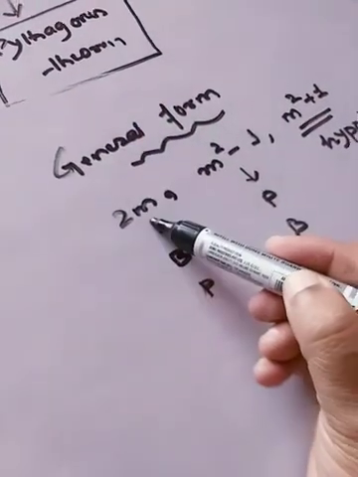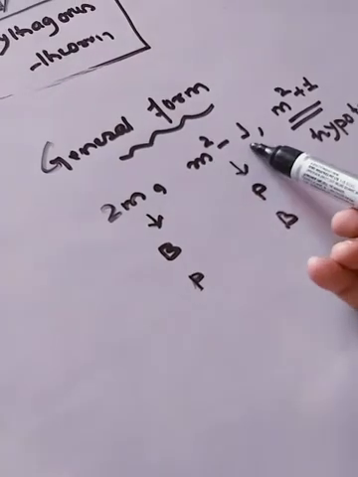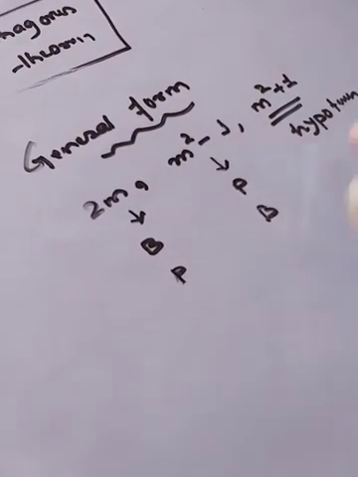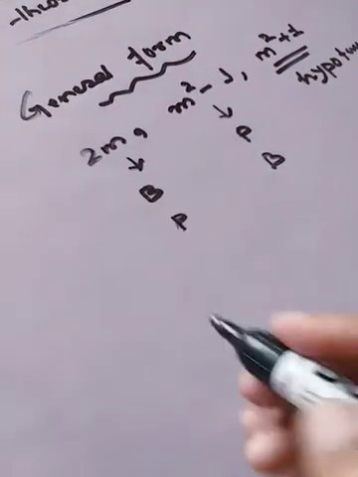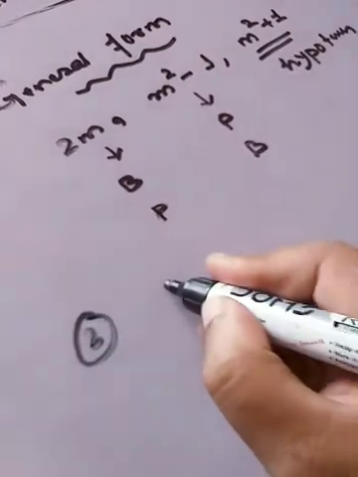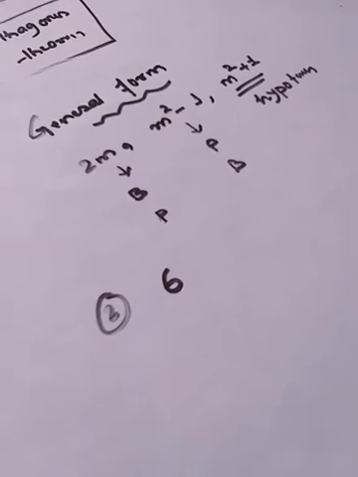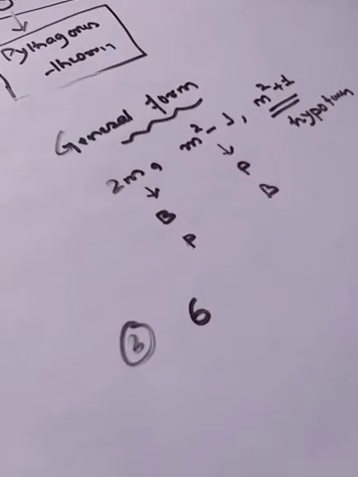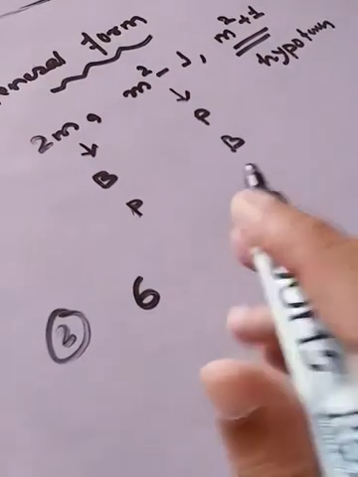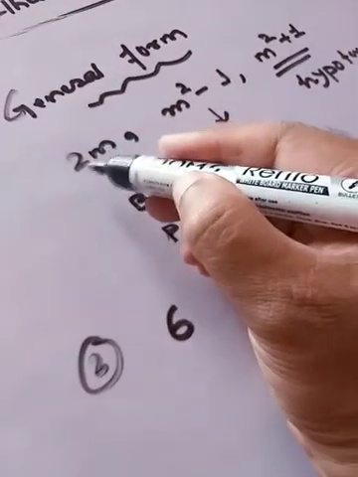It is 2m, then the second number is m square minus 1, and the third number is m square plus 1. Okay, now question number 2 is saying that only 6 is given. Write down the Pythagorean triplet whose one number is 6. Only one number is 6 given. So what is the first number, students?